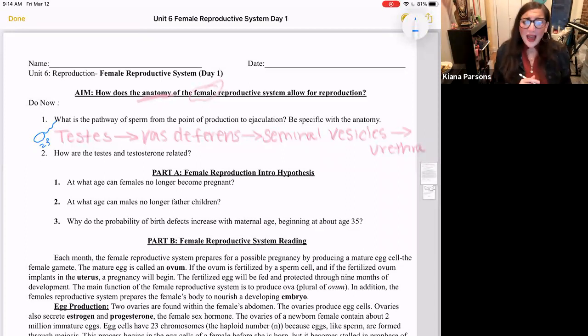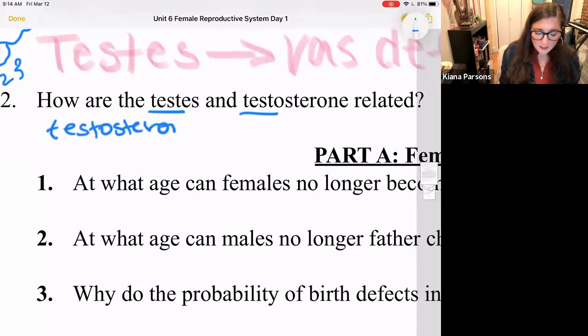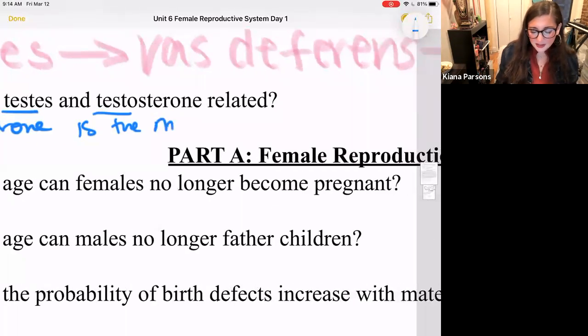So question number 2, how are the testes and testosterone related? Testes, testosterone. So hopefully we remember that testosterone is the male sex hormone produced in the testes.